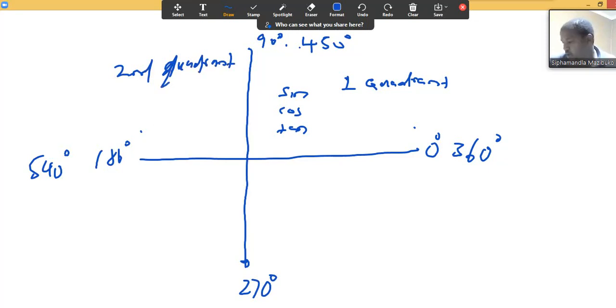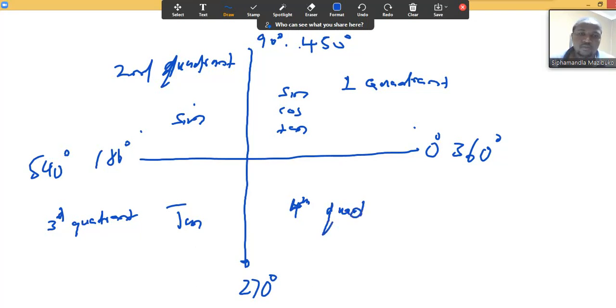So here we can say sine is positive. This is our sine, and here we have a third quadrant, and on our third quadrant we're saying that tan is positive, and then here we have our fourth quadrant, and we're saying that the cos is positive here.